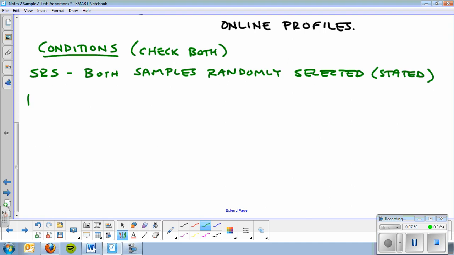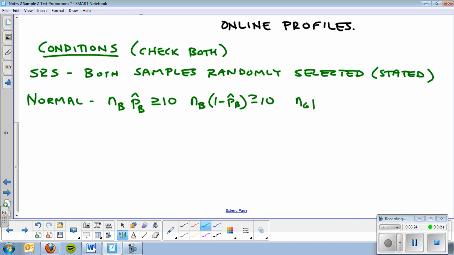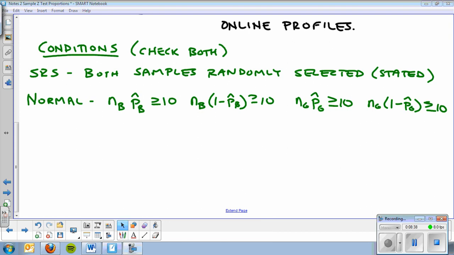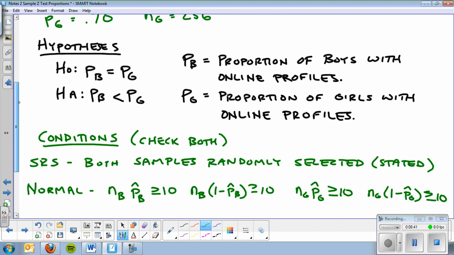Okay, we've got normal. Now, this is a little annoying, but not difficult. We've got NB times P hat B greater than or equal to 10. NB times 1 minus P hat B greater than or equal to 10. We've got NG times P hat G greater than or equal to 10. And NG times 1 minus P hat G greater than or equal to 10. So I essentially have to check that for all of them. So I'm just going to use what I copied down from here.